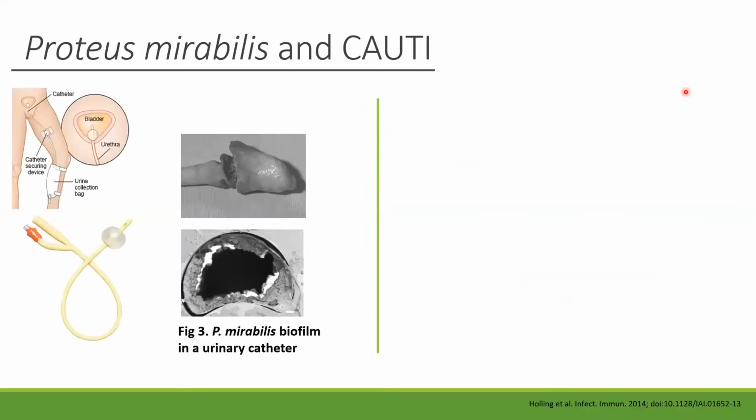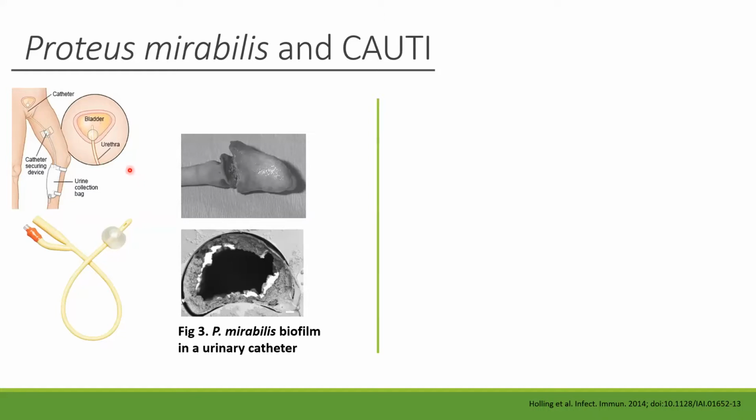So for my project, I'm using Proteus mirabilis as a model organism to look at the role of efflux in UTIs, focusing in particular on catheter-associated UTIs, or CAUTIs. So this catheter here is obviously an ideal surface for bacteria to grow on, bypasses the body's natural defences, and makes the likelihood of developing a UTI much more increased, as is the risk of severe complications.